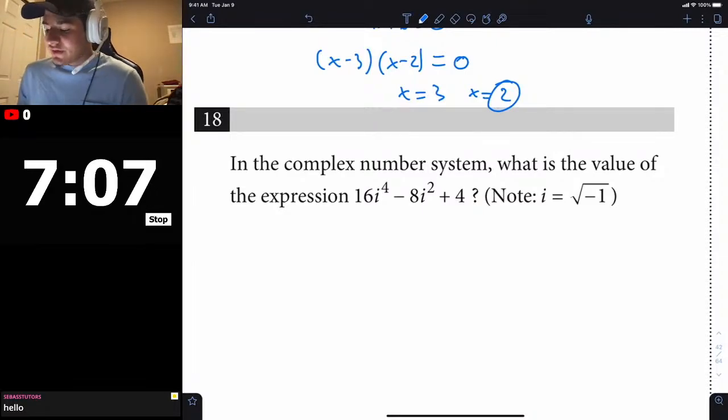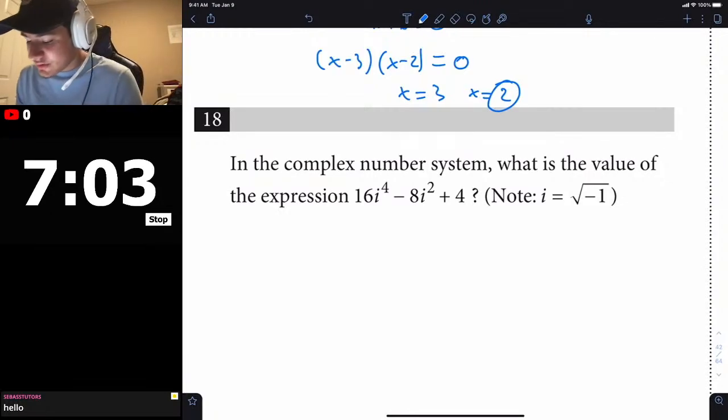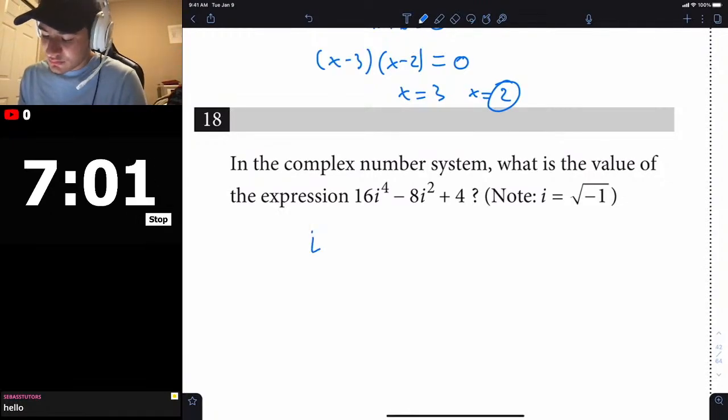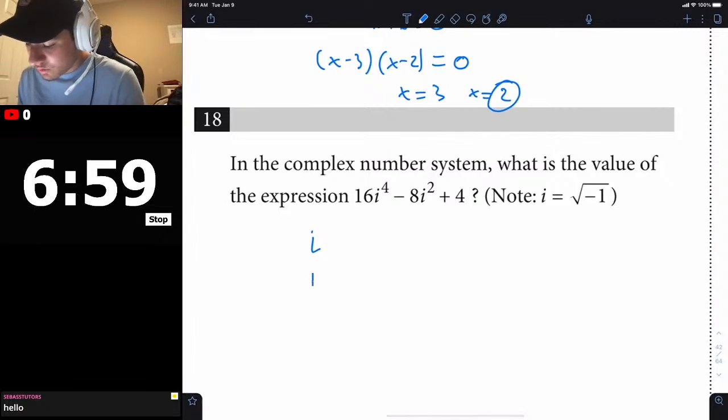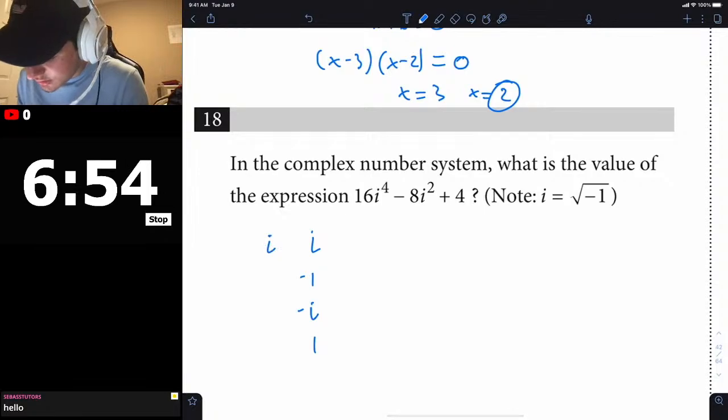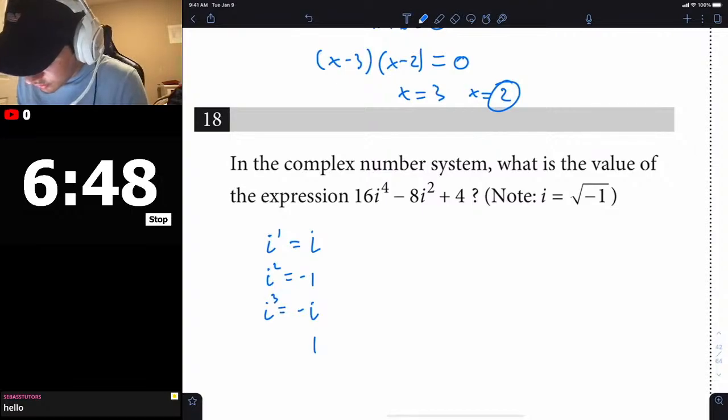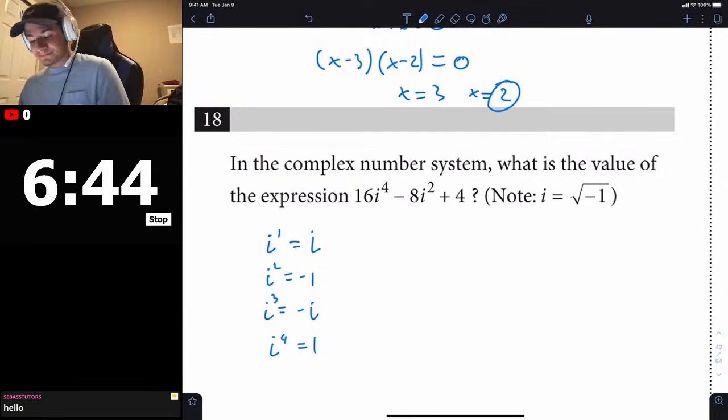Alright, well, what is the value of i to the 4th? The way I like to memorize it is i, 1, i, 1. So I get i, 1, i, 1, and these two are going to be negative, and this is i to the first power, this is i squared, this is i to the third, and this is i to the 4th. i to the 4th is equal to 1.